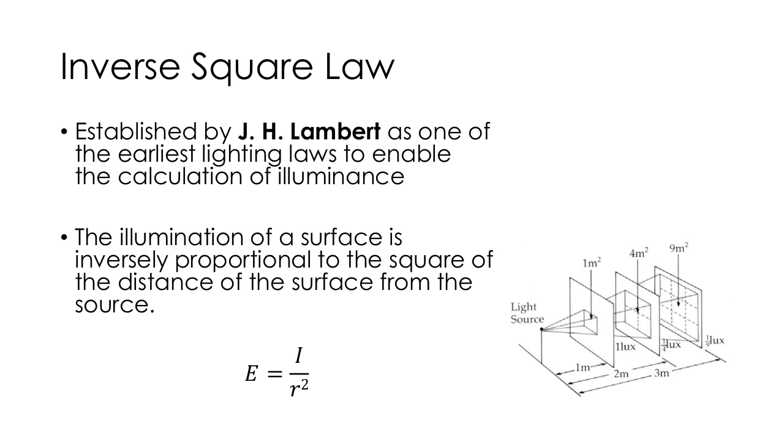So the inverse square law, as we explained, was established by J. Lambert as one of the earliest lighting laws to enable the calculation of illuminance. The illuminance of the surface is inversely proportional to the square of the distance of the surface from the source. So E is equal to I over r squared, where I is the flux.